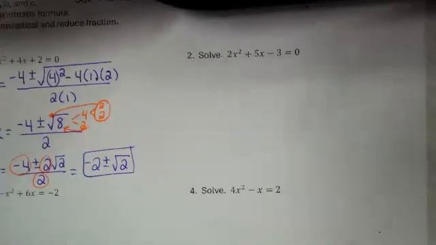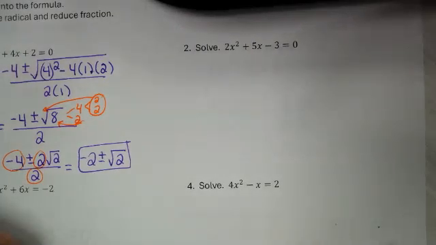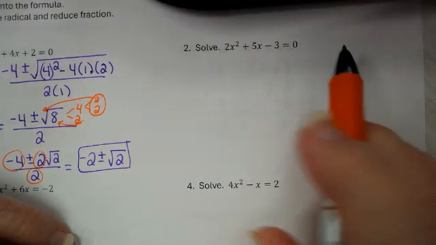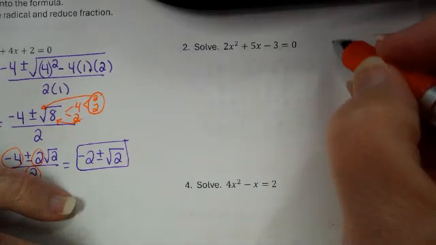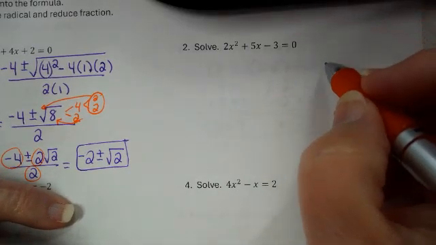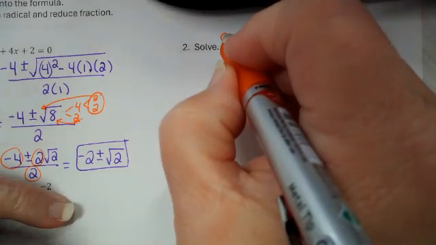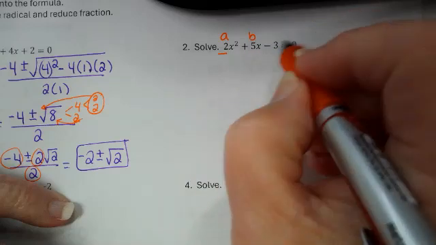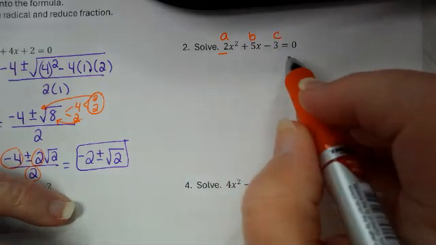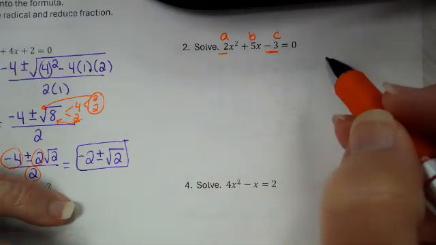Now my next one. I think this one could be factored, but we're practicing the quadratic formula now. So it works, the quadratic formula works for everything. What is the a value? A is what's in front of x squared. B is what's in front of x. And C, this -3, is my constant.